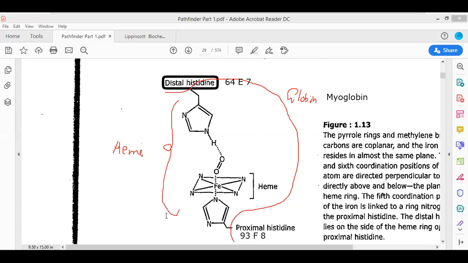Dear students, are you able to visualize the screen properly or not? Please do answer. Anybody can write in the chat box. At least I got yes sir, yes sir, yes sir. Okay, so everything is visible.